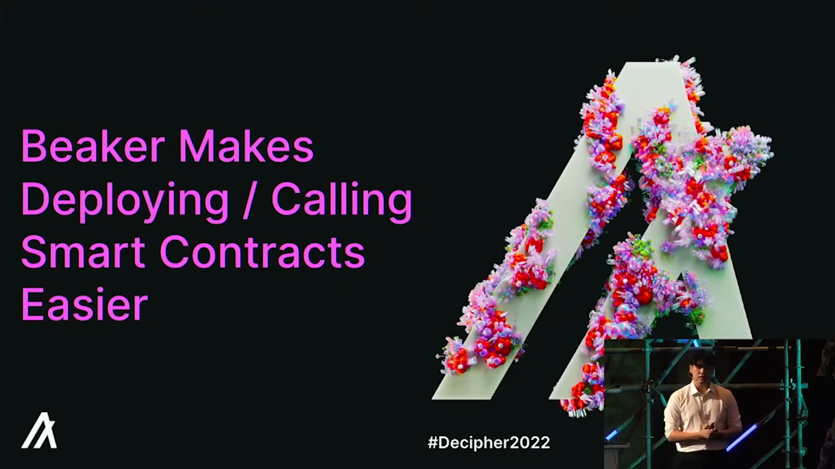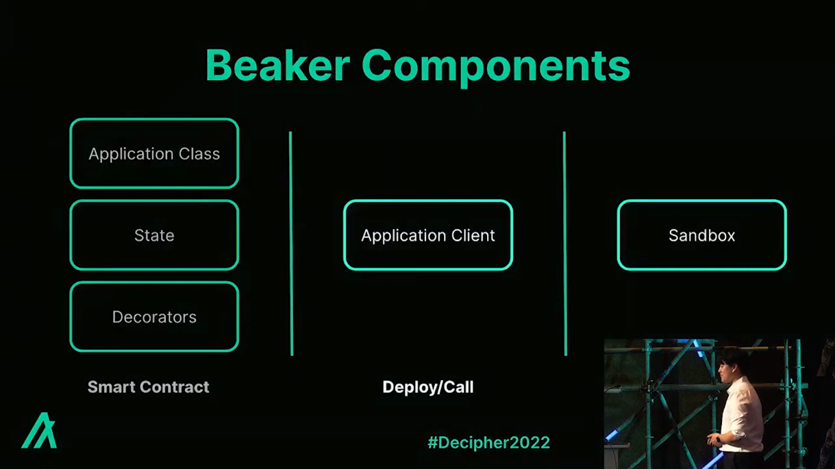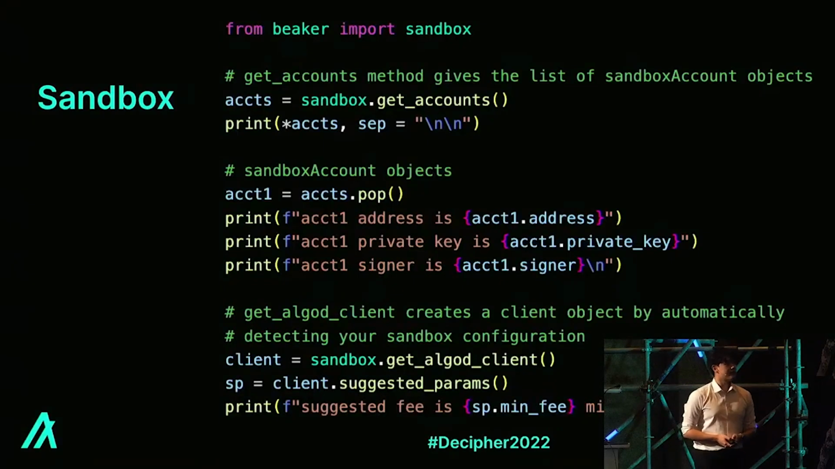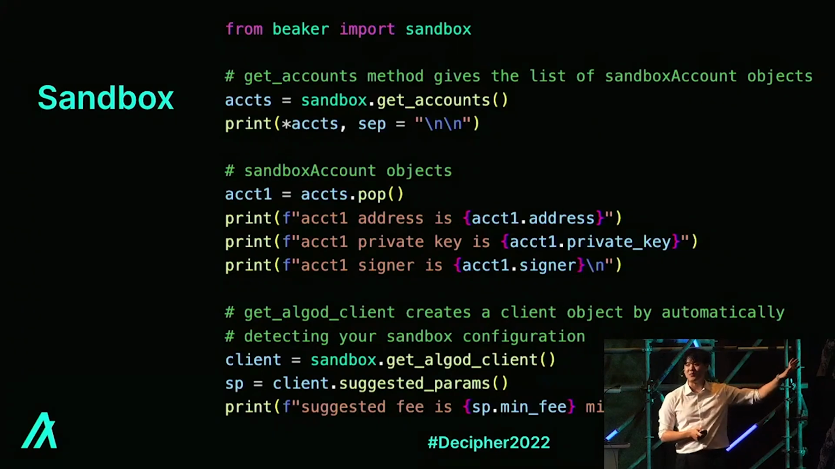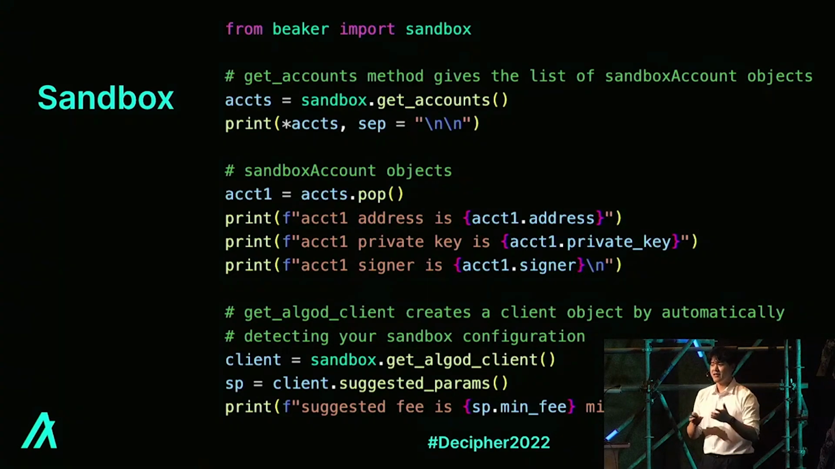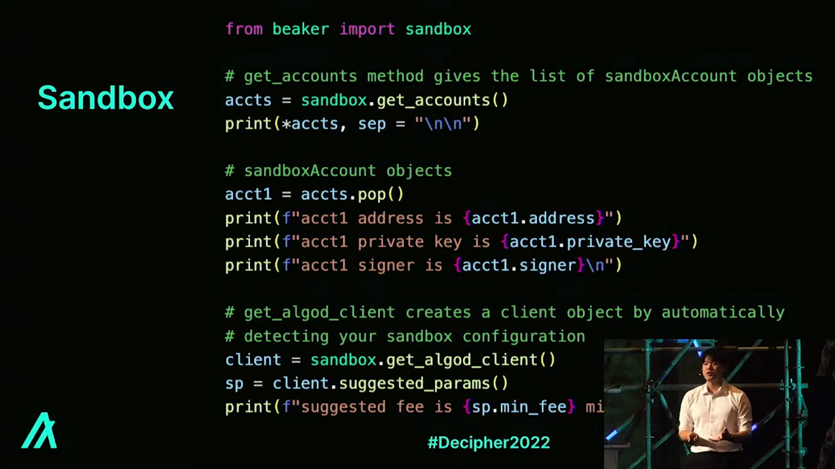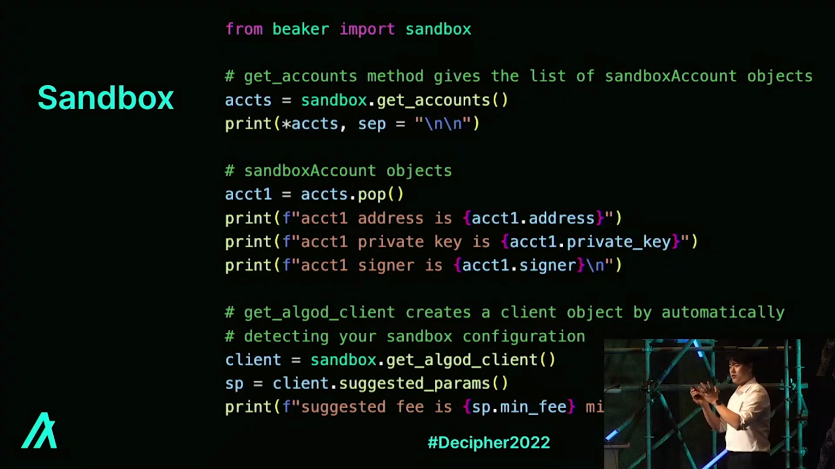All right, let's move on to how Beaker makes deploying and calling smart contracts easier. So I'm going to talk about these 2 components for now. And let's start with the sandbox module. Now, don't get confused. The sandbox module here provided by the Beaker framework is not the same thing as the sandbox that lets you run a private local blockchain on your computer. This sandbox module provides some helper functions to get values and interact with the sandbox that you have running in the background.